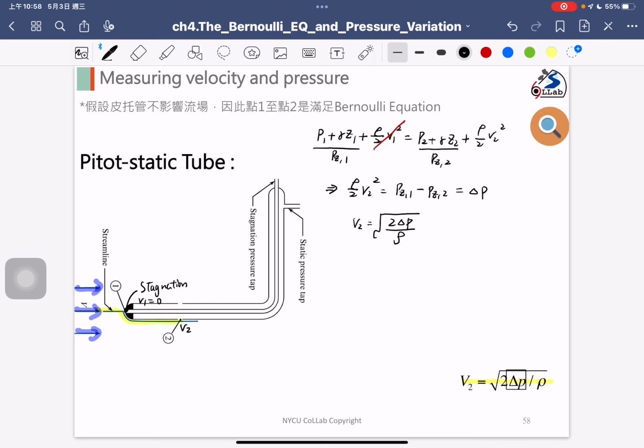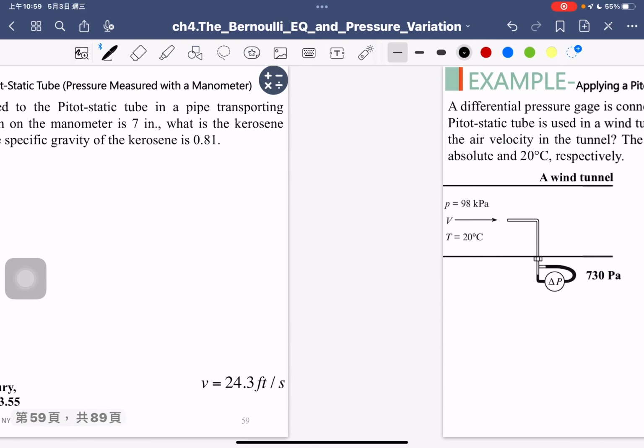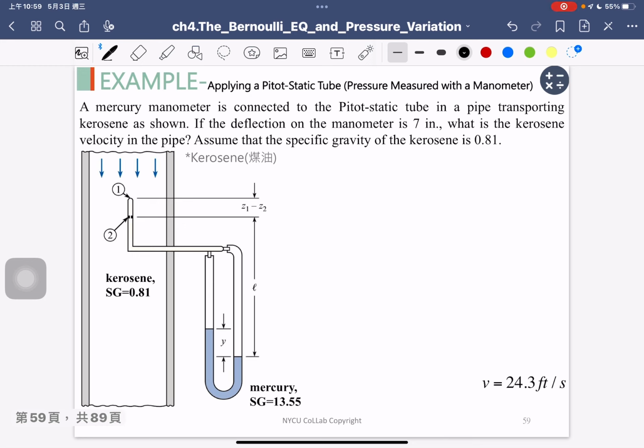So how many tubes do we have? We have the static tube and the stagnation tube, and finally the pitot tube. The pitot tube combines the stagnation tube inside, and the outside is the static tube. Okay, so that's a very basic idea when we apply the Bernoulli equation. We can write down some important phenomena to describe the velocity. Okay, so I think we can finish the exercise here, and then we break for 10 minutes.